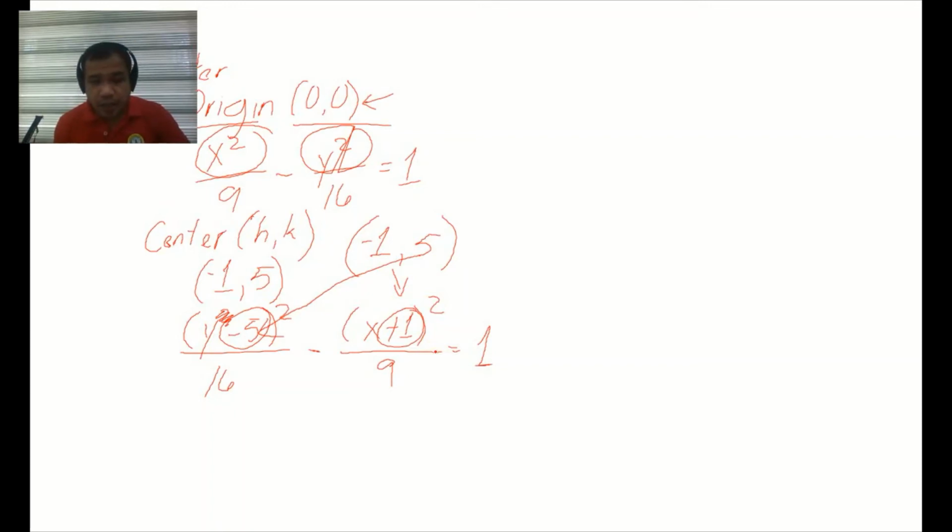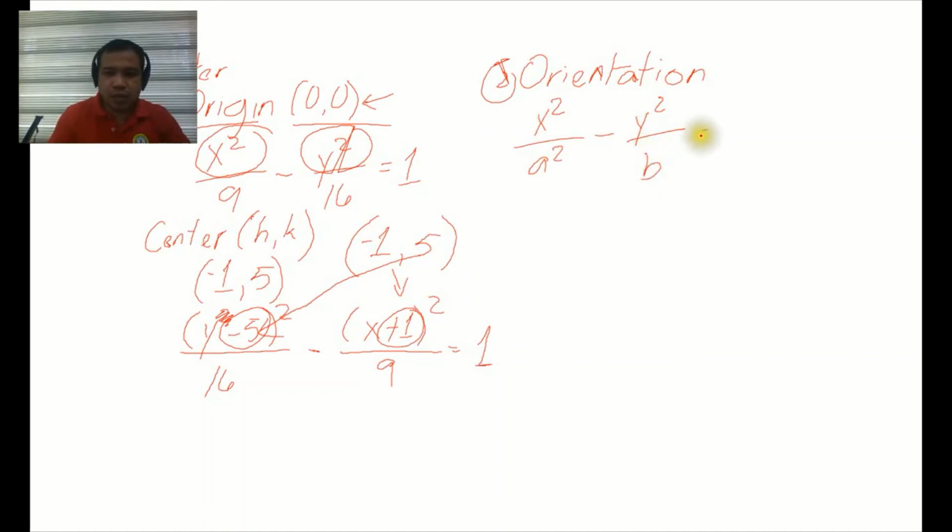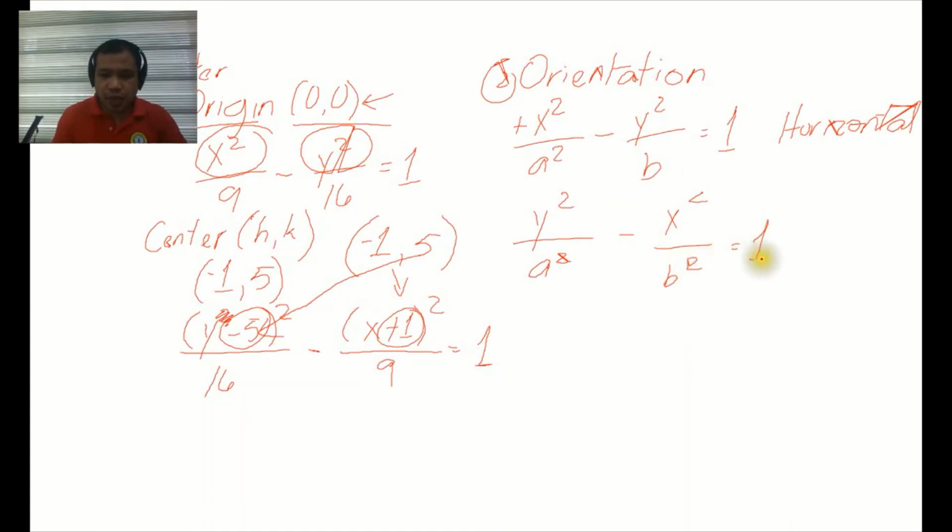Unless defined, meron tayong basis na equation or sinabi ba niya na origin. Next, we have the orientation. Malalaman natin yung orientation base dun kung saan yung positive. Since ang formula natin is x squared over a squared minus y squared over b squared equals 1, in this equation, ang positive is si x. Therefore, this is horizontal. Pero kapag ang equation natin is y squared over a squared minus x squared over b squared equals 1, ang positive dito is si y. That gives us the idea that this is vertical.